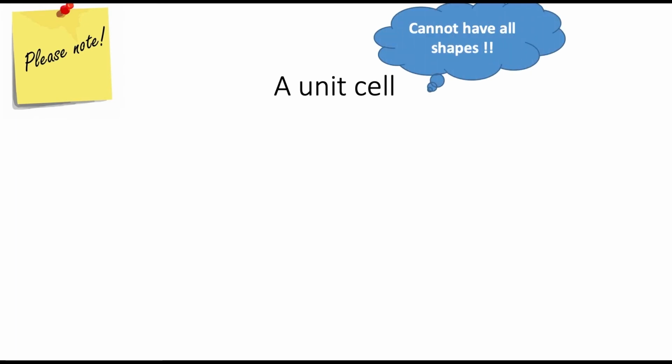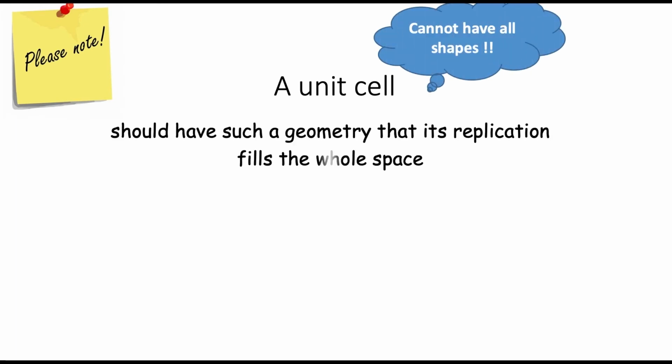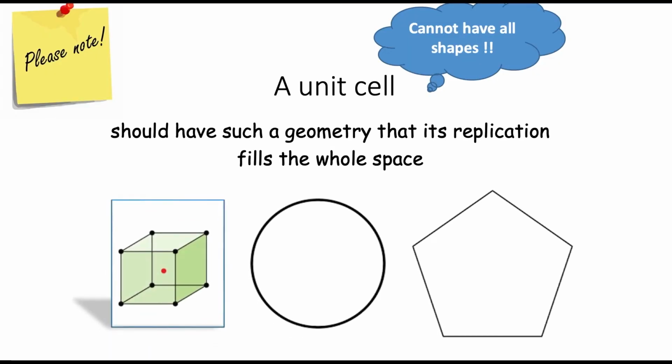A unit cell has another important feature. It cannot assume all shapes. Why? Because a unit cell should have such a geometry that its replication fills the whole space. That means, when a unit cell is arranged periodically in space, there should not be any empty spaces or voids. So, which of these structures are possible for a unit cell?